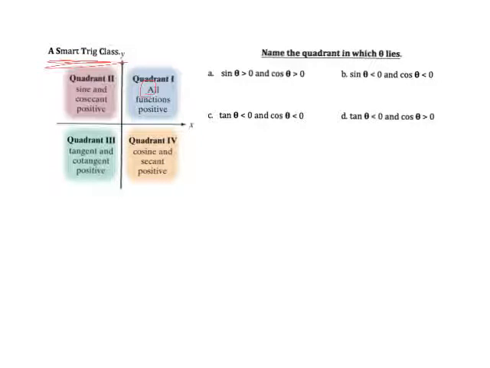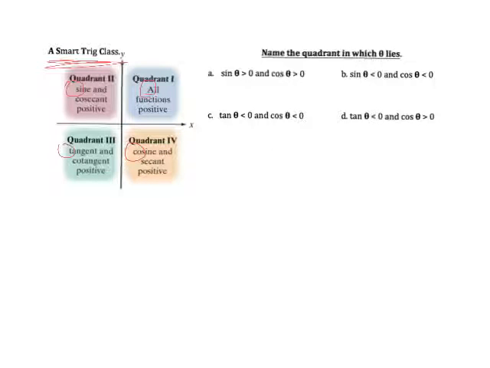In quadrant 2, sine and of course cosecant, because sine and cosecant go together, are positive. Tangent and cotangent in quadrant 3, and then quadrant 4 is cosine and secant. So, a smart trig class.